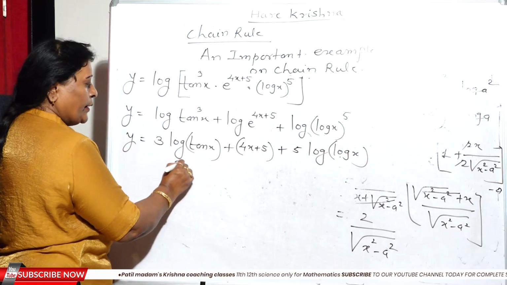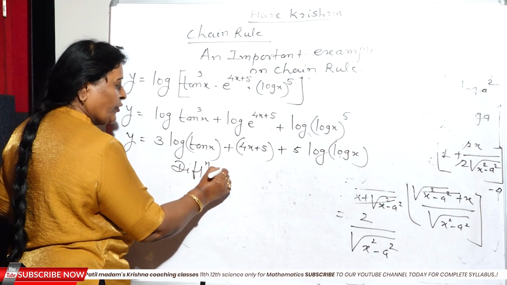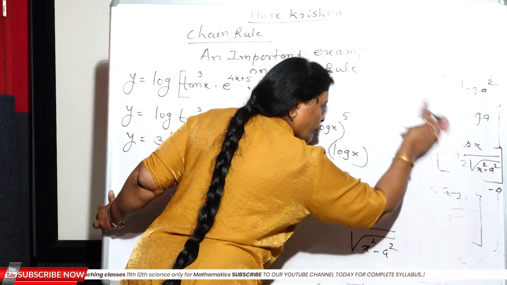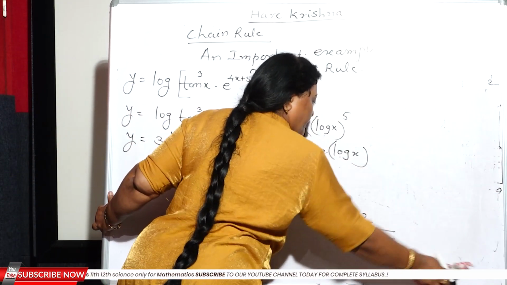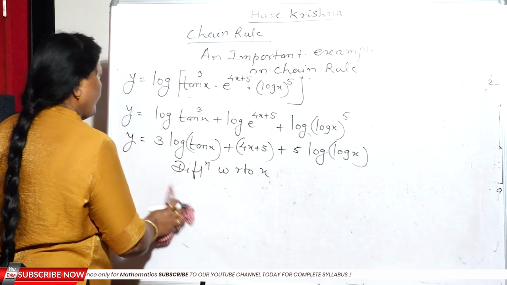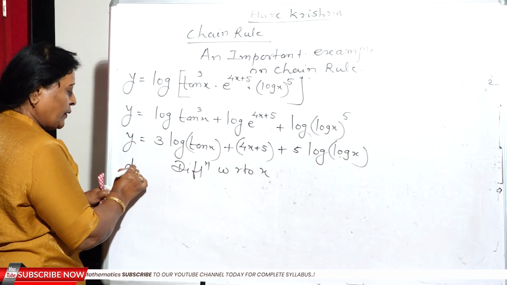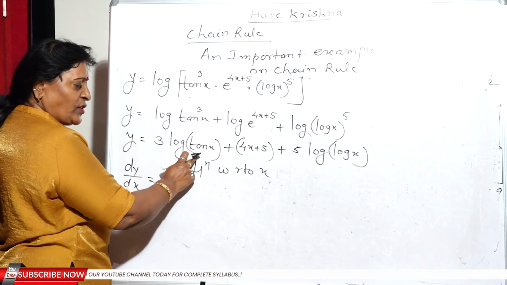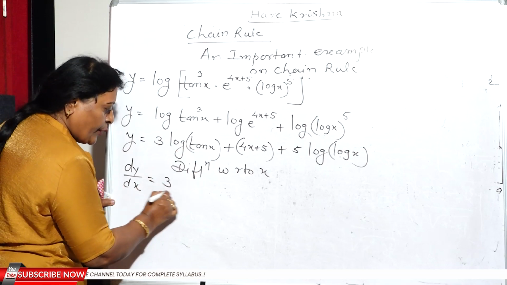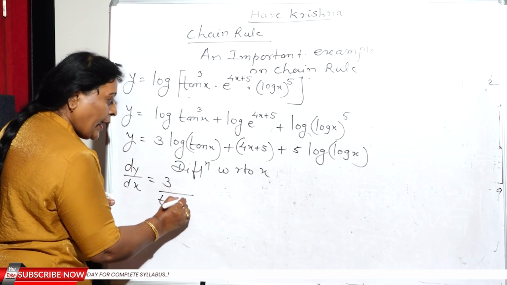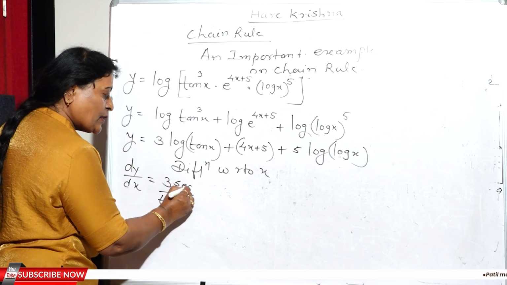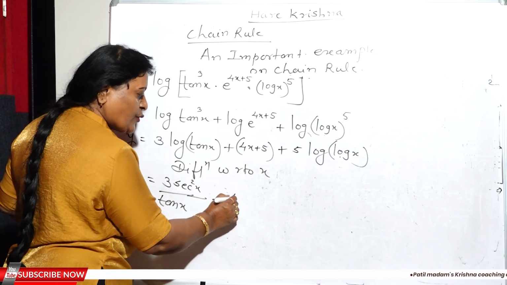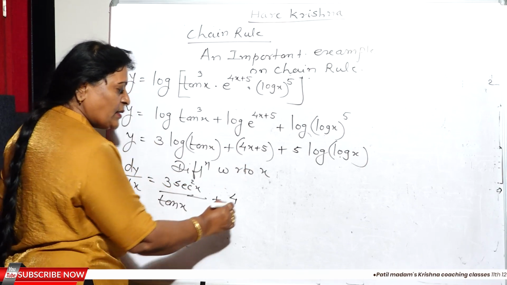Now differentiate with respect to x. See, now dy by dx. Here again 3 remains as it is. Apply chain rule. Substitute u here. The derivative of log u is 1 by u, 1 upon tan x. And what is the derivative of tan x? That is sec square x. Isn't it? Again, what is the derivative of 4x? That is 4. And the derivative of 5 is 0.